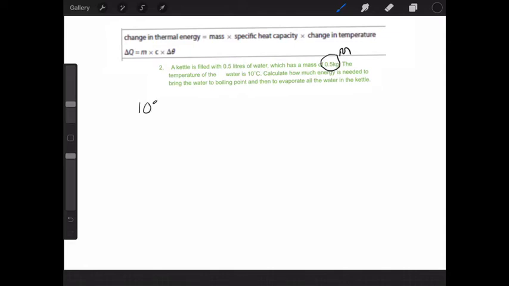Now that's suggesting to me it starts at 10 degrees. How much energy is going to be needed? So it's asking us about the delta Q part of this question. How much is needed to bring the water to boiling point? Well, boiling point for water, assuming it's pure water here, would be 100 degrees Celsius. So we're trying to go from 10 to 100. In other words, a change of temperature of 90 degrees Celsius.